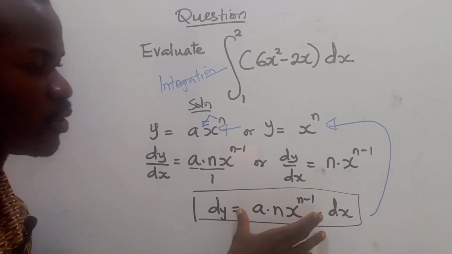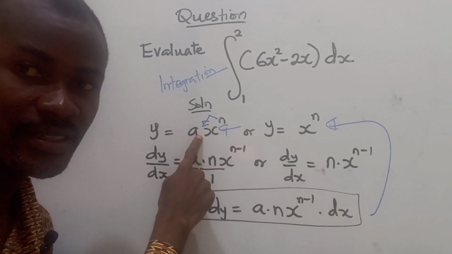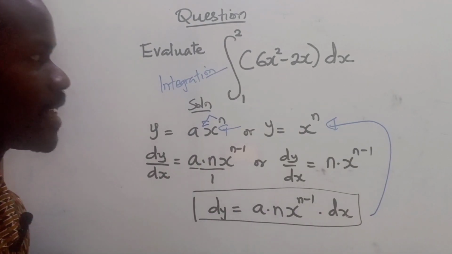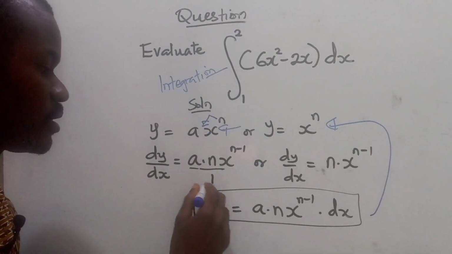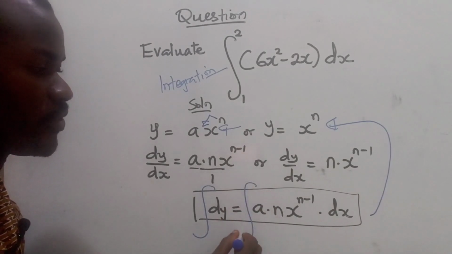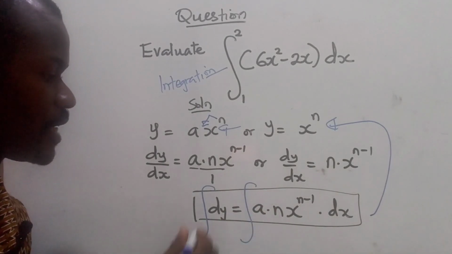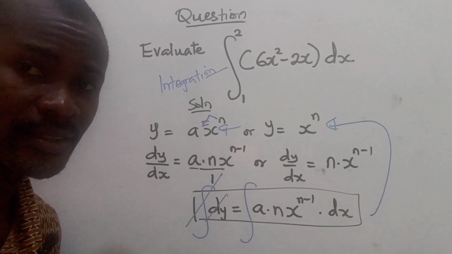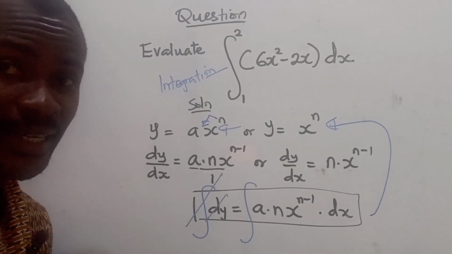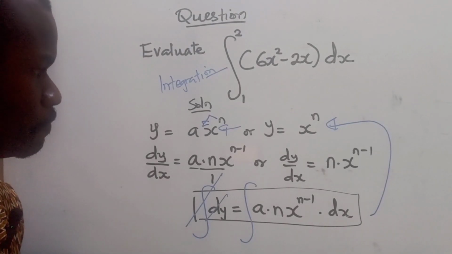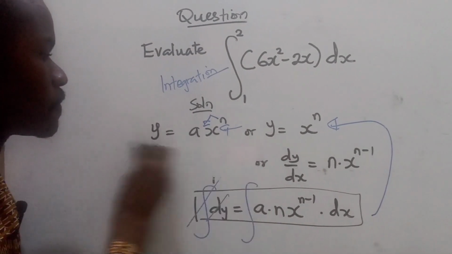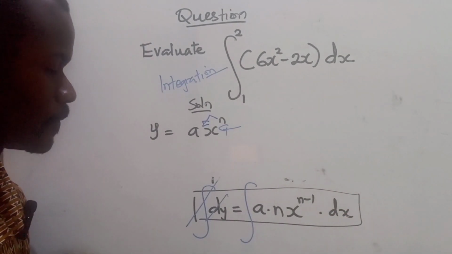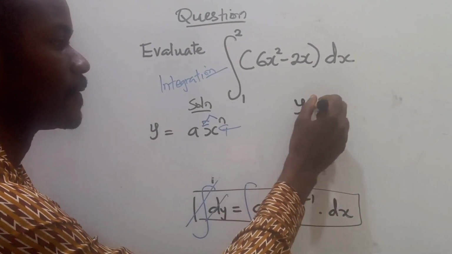But in this case, if we are going to integrate all this, let's check it out. For me to integrate all this, all I need to do is put the integral sign here, and also put it here. If I do that, this will cancel out the differential sign there, and we'll be left with just y. So let's see what we have. This will give me y is equal to.